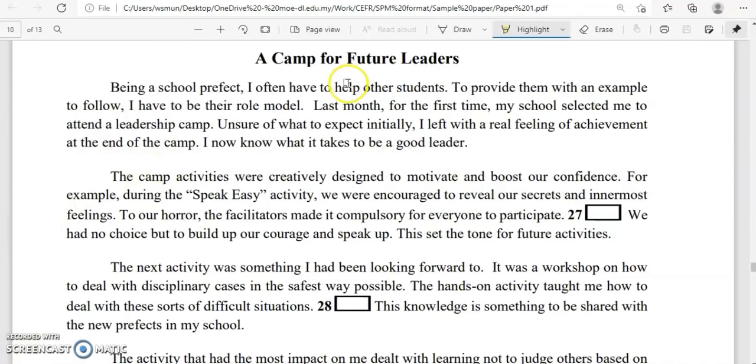So, what to highlight in the first paragraph? The first paragraph is an introduction. It gives you some information like the writer is a prefect and he has joined a leadership camp and has a feeling of achievement about the camp. So from here, we know the attitude of the writer about the camp, and we can expect that the following paragraphs are going to talk about all the positive things he experienced in the camp.